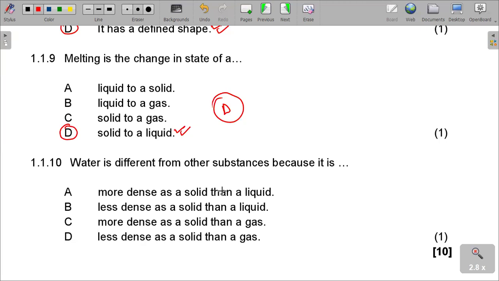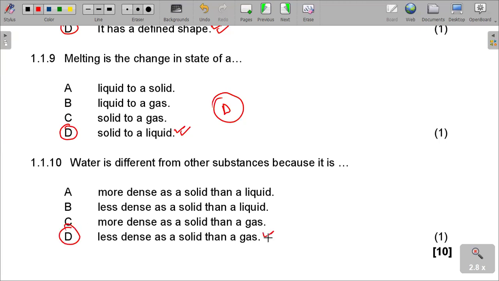Water is different from other substances because it is dash. What is the property of water which makes it different from other substances? It is less dense as a solid than a gas. So we are saying number 9, it is less dense as a solid than a gas.